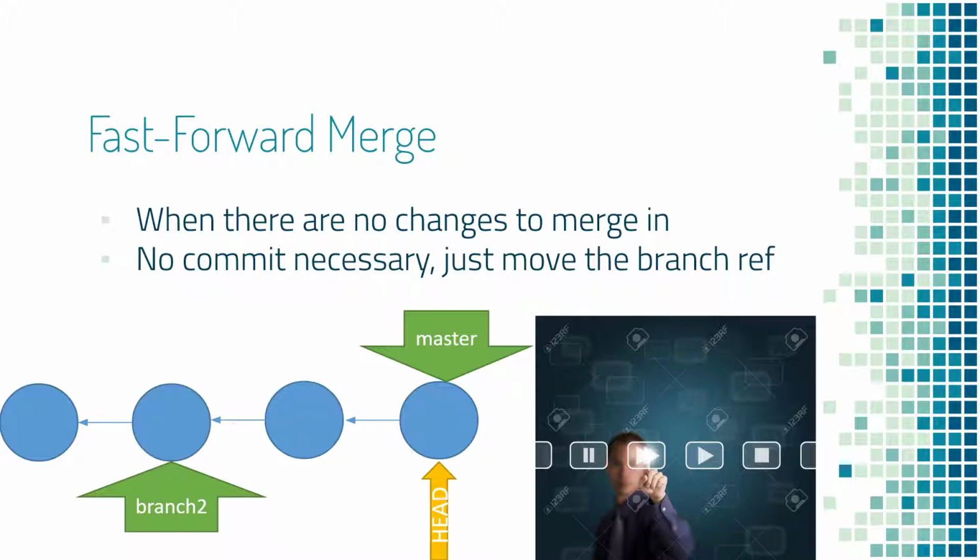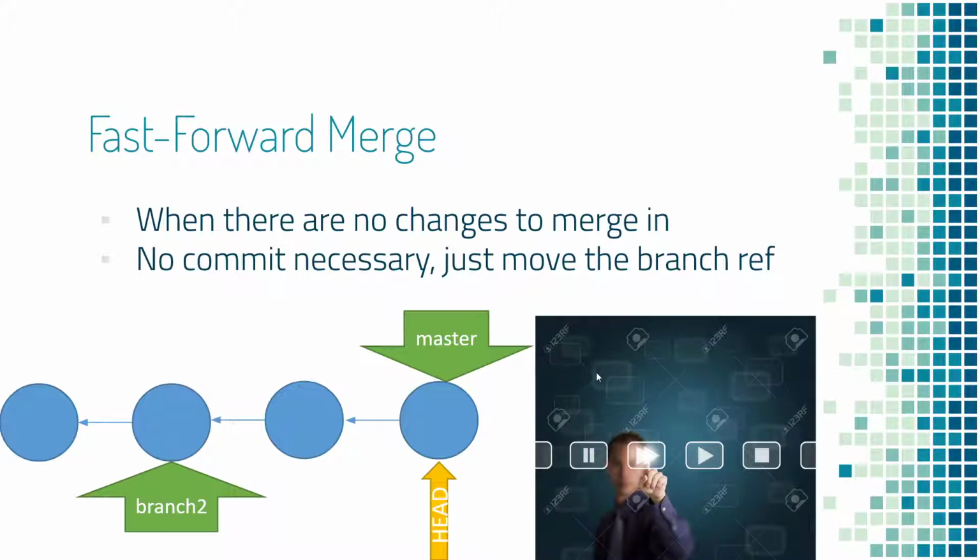All right, and then a fast forward merge is very simple. So let's say we want to merge the changes from branch 2 into master here. There are no changes in branch 2 that aren't already in master, right? Because it's a line, and branch 2 is just backwards in time. There's no sort of branching off here.